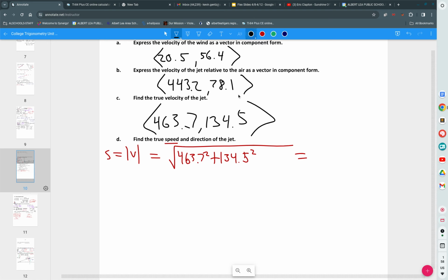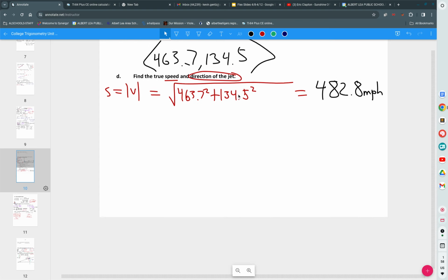I see Gunnar typing in some numbers. 482.8 miles per hour. That's a big difference. Okay, it was traveling at 450, but it's going 482.8. Well, hold on, we got the last part here. You didn't do the last one, did you? You didn't find the direction, did you?